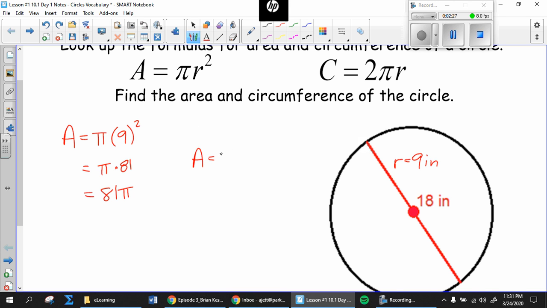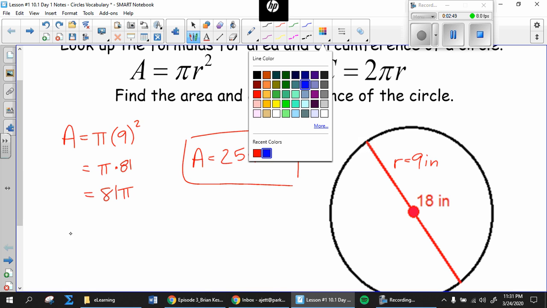If we type it into our calculator using the pi button, we will get 254.5. Remember, area is the amount of space on the inside, how many squares fit into that circle. So when we write it, it's inches squared.